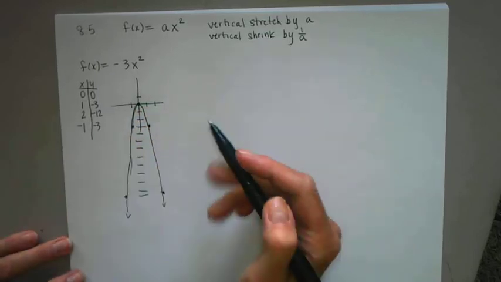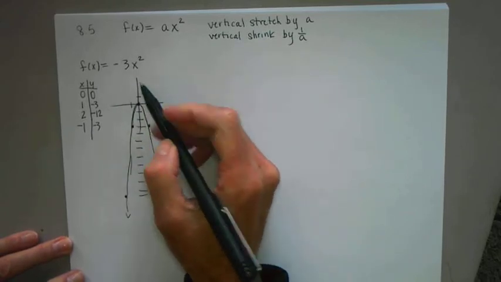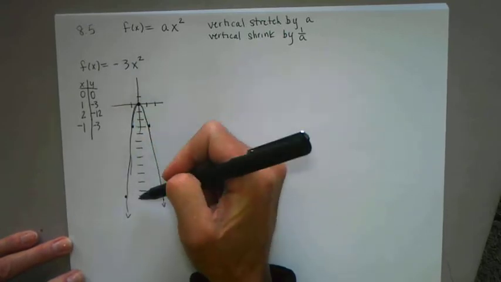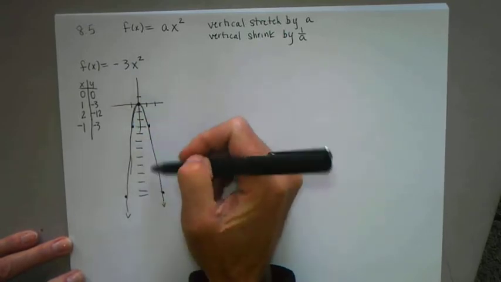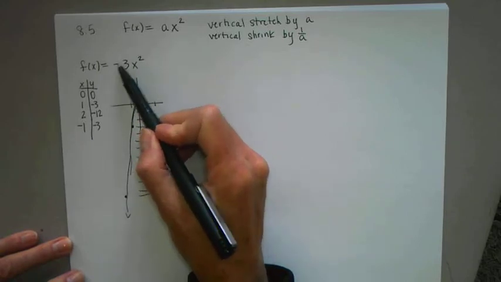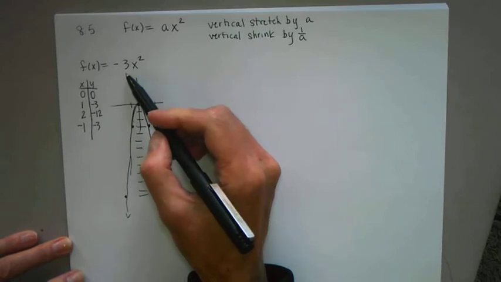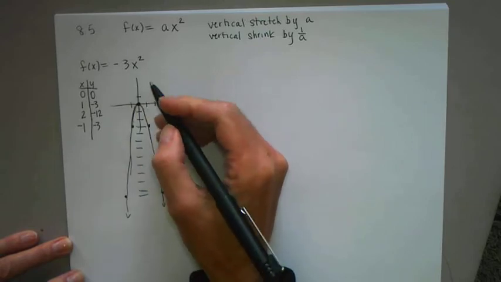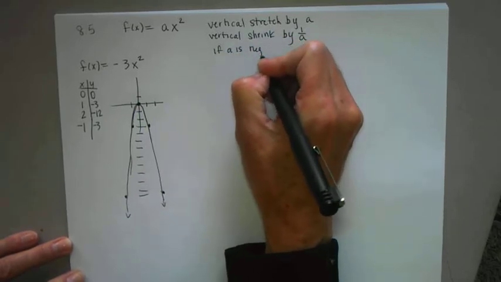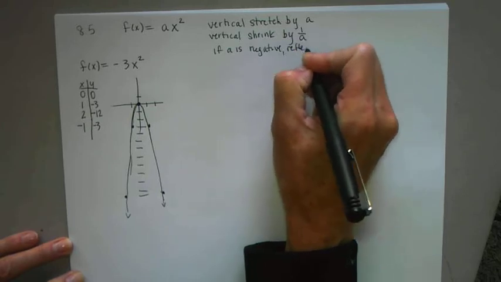And so what did that negative 3 do? It didn't shift it up or down. There's our vertex in the same place. But the negative flipped it. It's the first one we've seen upside down, isn't it? And that's what a negative does every single time. If A is negative, it flips it. That's called a vertical reflection. And we can write that. If A is negative, it reflects vertically.